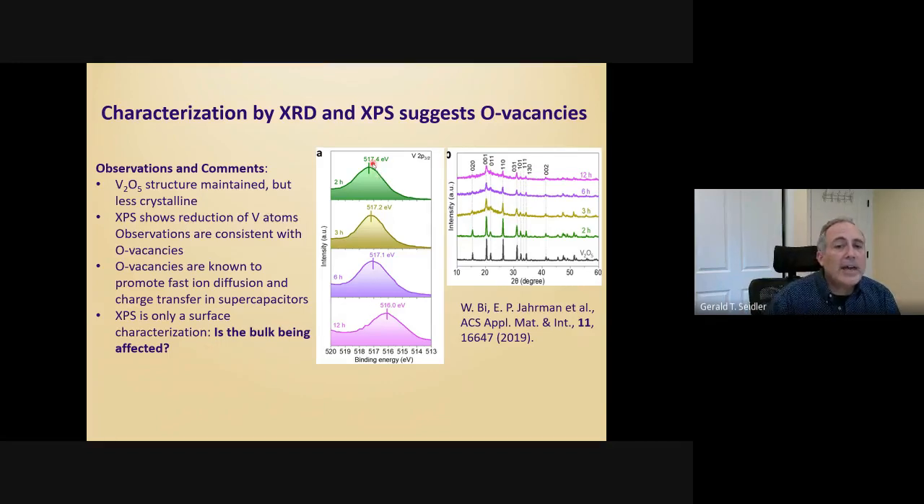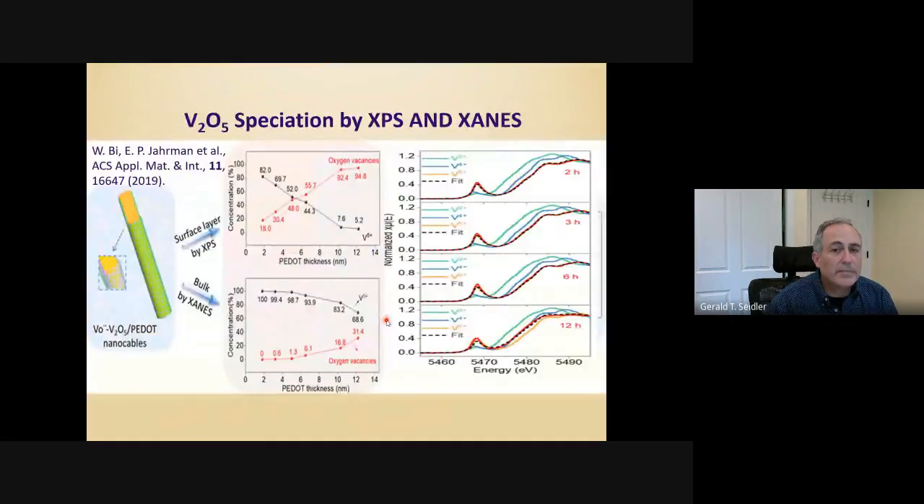So again, here's the XPS, and the shift in binding energy, depending on how much you age the system with this conductive polymer, is telling you about a change in oxidation state on the surface. So here, again, on the top, we use XPS, and based on the thickness of the polymer, we get gradually increasing oxygen vacancies and decreasing vanadium 5+.